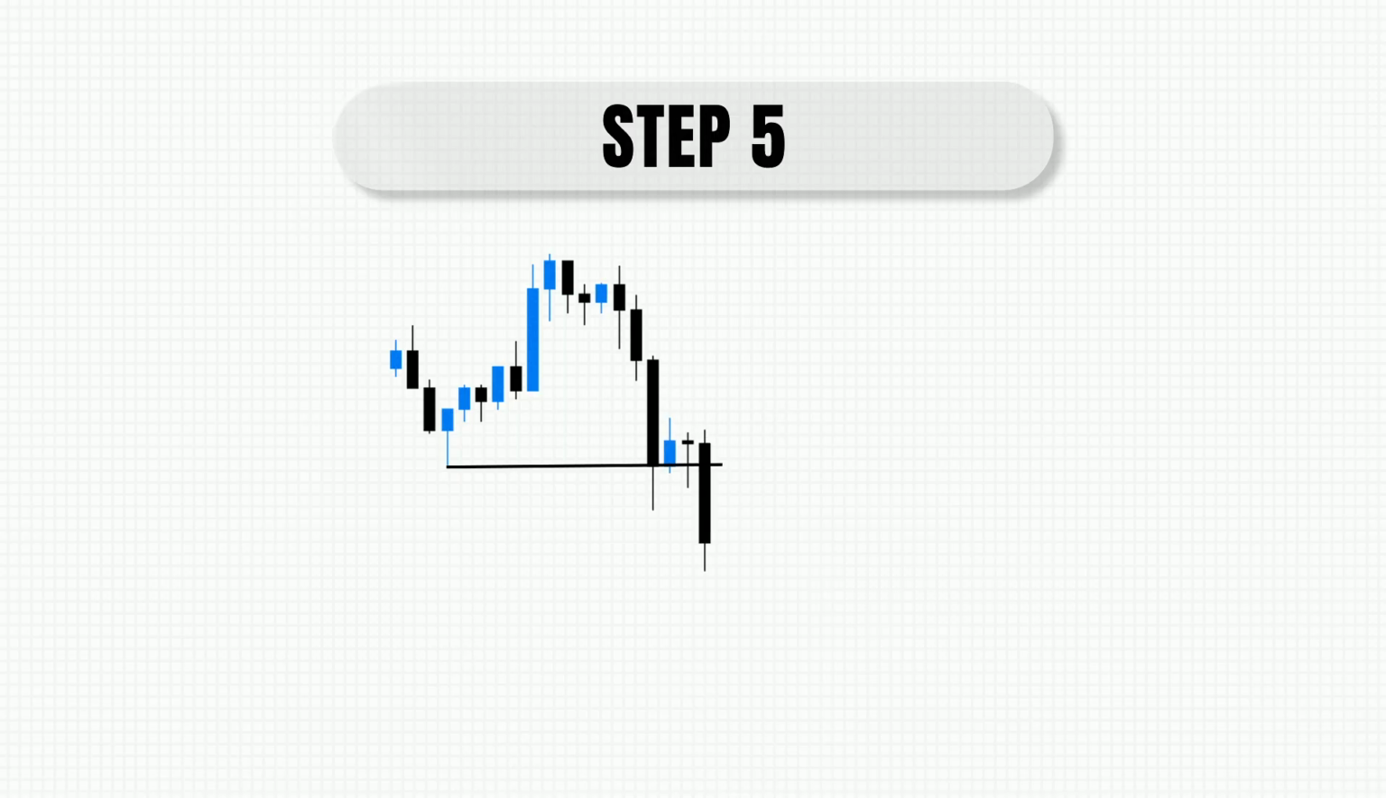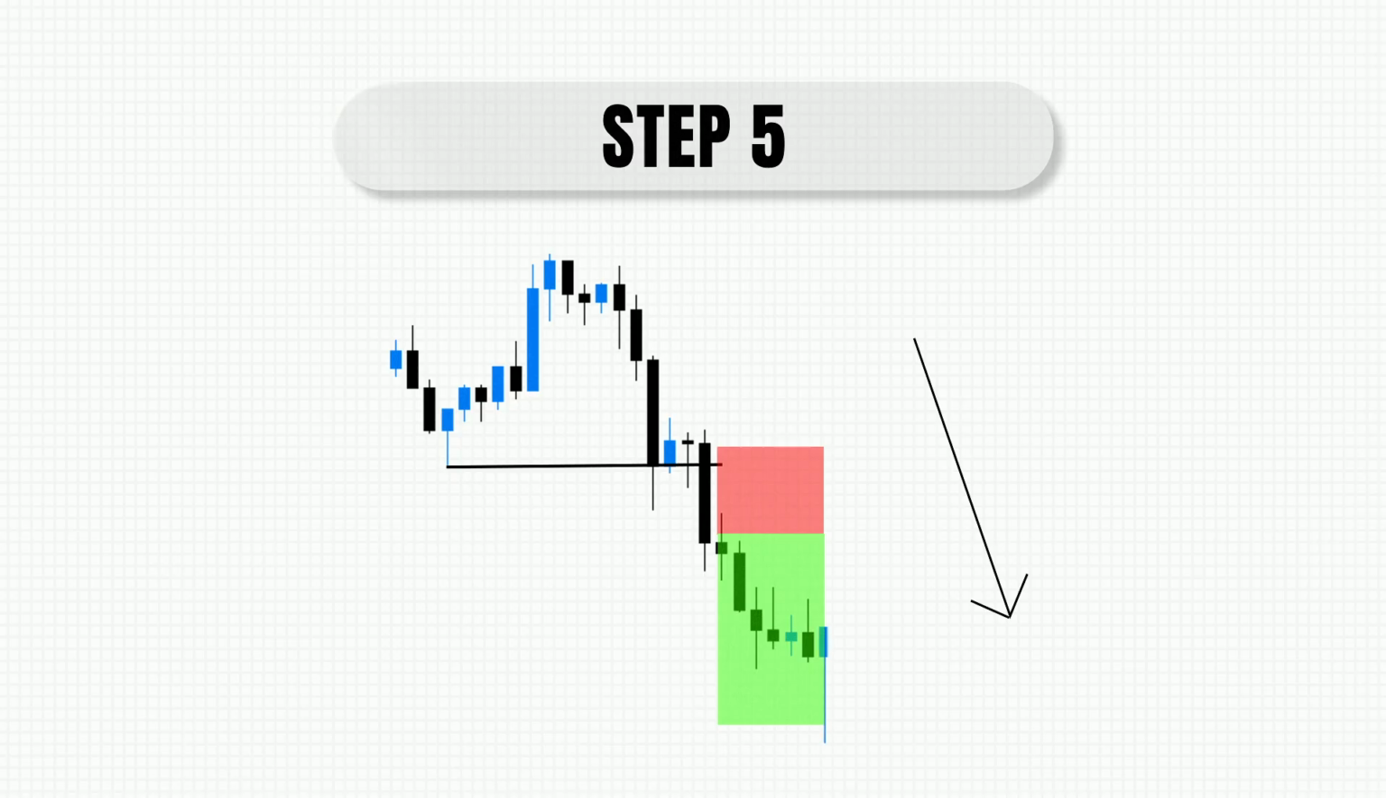Step 5. Setup 2. Breakout with displacement. Displacement equals a strong, impulsive candle breaking out of the range. The candle closes outside the range with minimal wick. Entry: wait for a small pullback to the breakout level. Enter in the breakout direction. Stop loss: previous candle's low if long entry, or previous candle's high if short entry. Target: 1-2 risk-reward ratio.